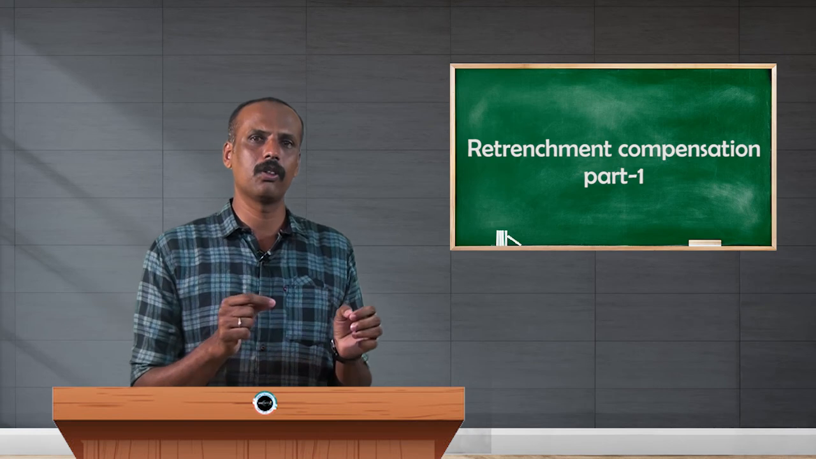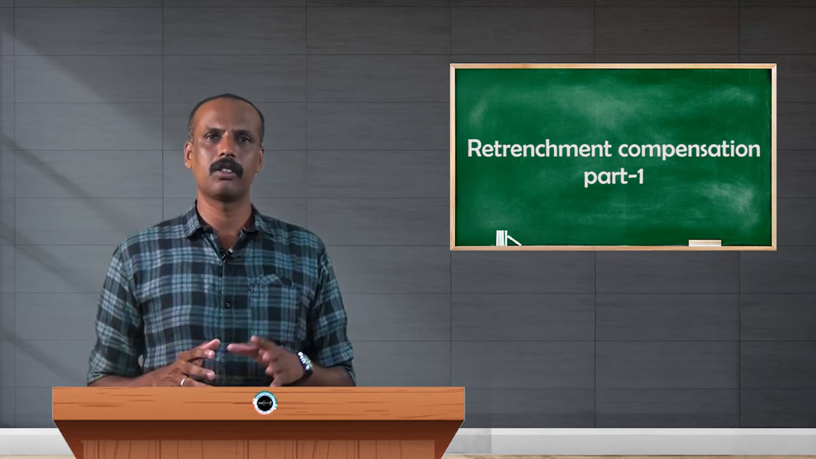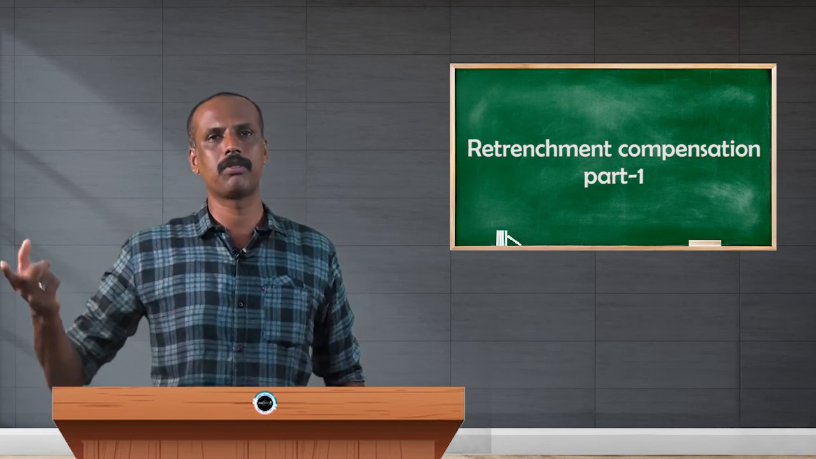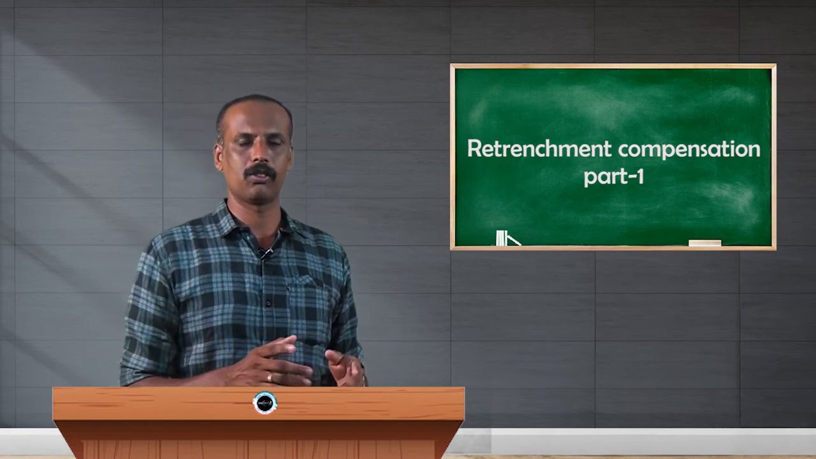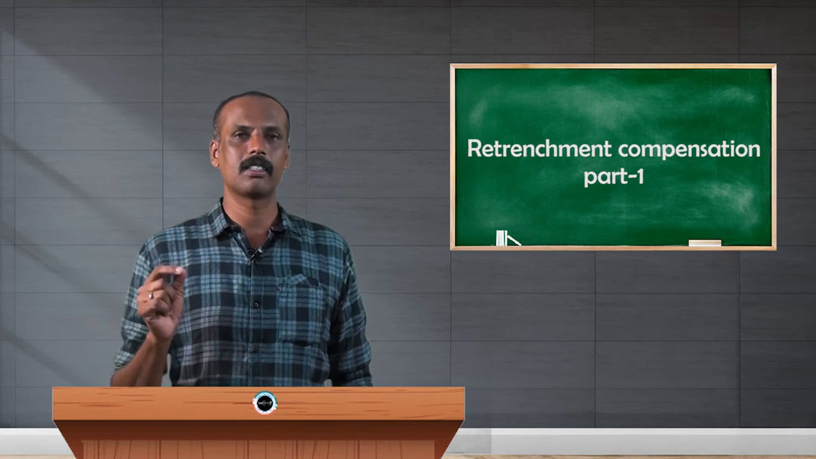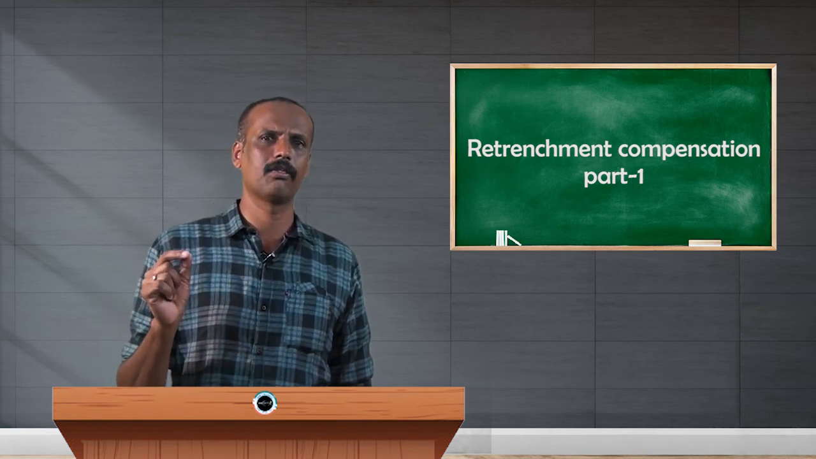If he has worked for 22 years and 5 months, we have to take 22 years only. Once it exceeds 6 months, we have to round up to the next higher year. Otherwise, you take the earlier one. So, we have to take 15 days' average monthly salary. That is the compensation as per the Industrial Disputes Act 1947.